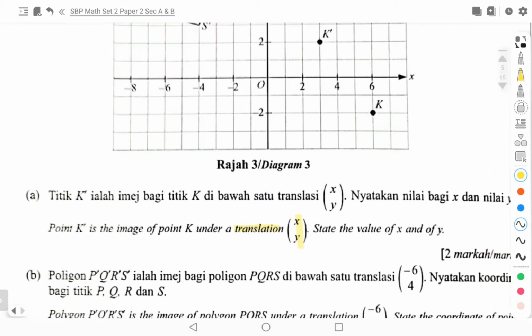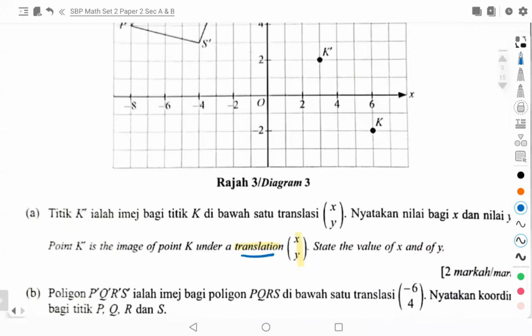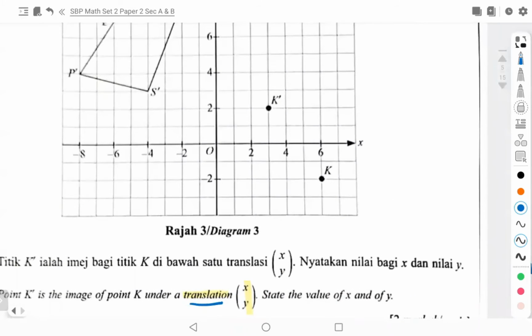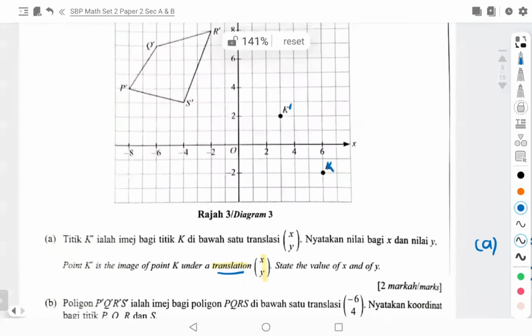Number 5 can. Okay, so later, just remind me if I forgot. So translation means moving left, right, or up and down. As I said just now, K without the apostrophe is the object, the original one. With the apostrophe is the image. So when you move, you move the object and then you find the image, right? Now you want to find back the translation. So you start from the original K from here.